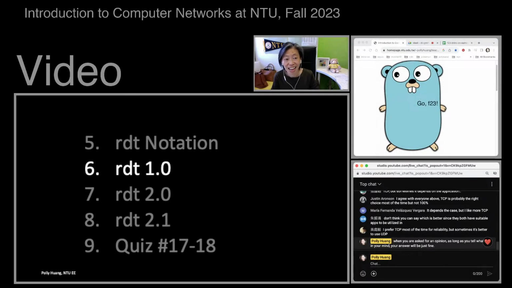And that's all the notation stuff we have to talk about before we go through 3 generations of RDTs, 1.0, 2.0 to 2.1. And then we'll close today's lecture with 2 quizzes. Okay. And for now, let's take a break. Okay, 10 minutes. It's 11:09. We'll resume the lecture at 11:19. Okay, take a break.